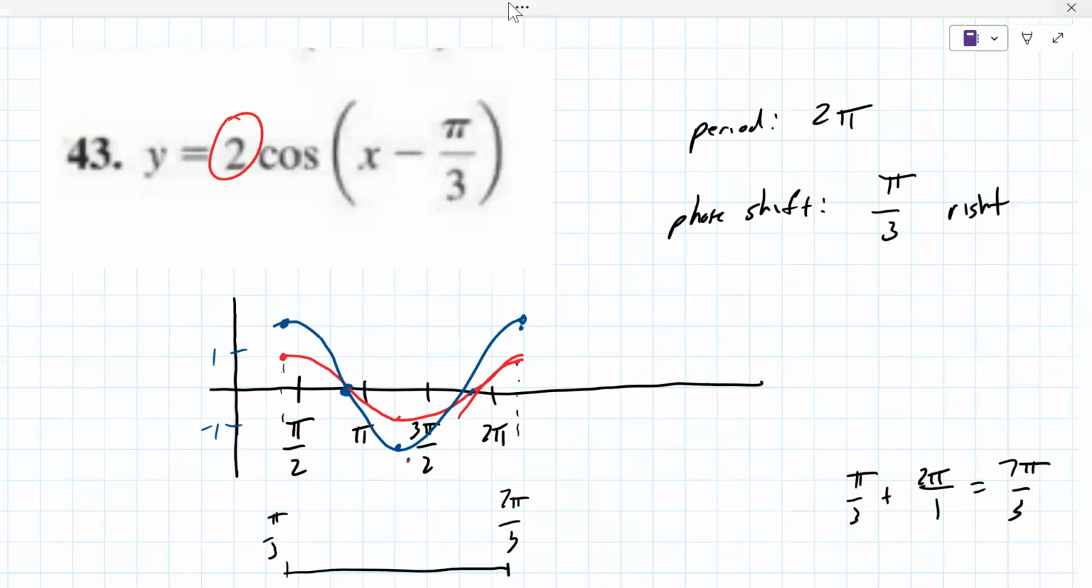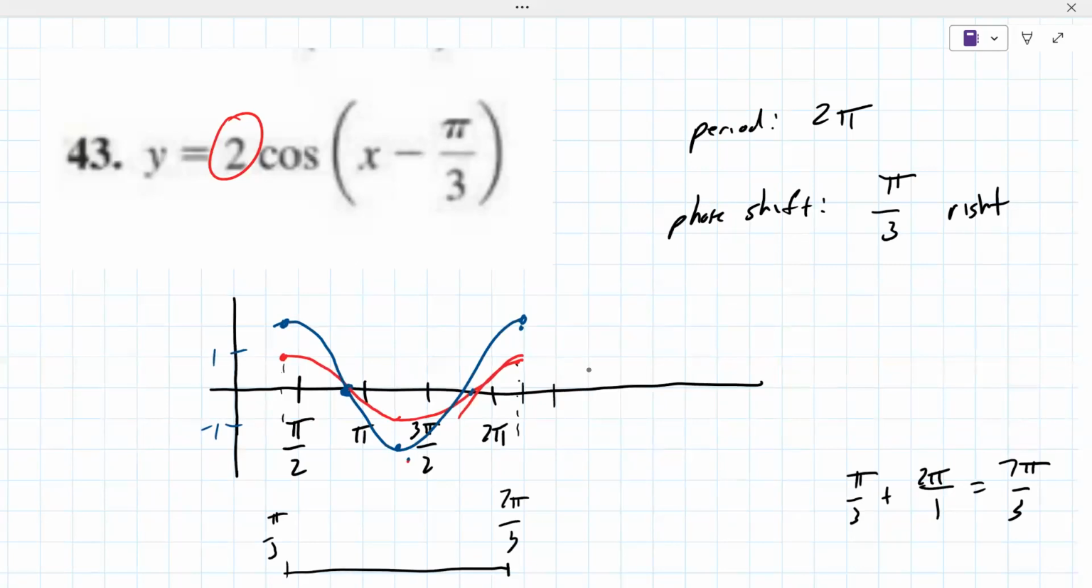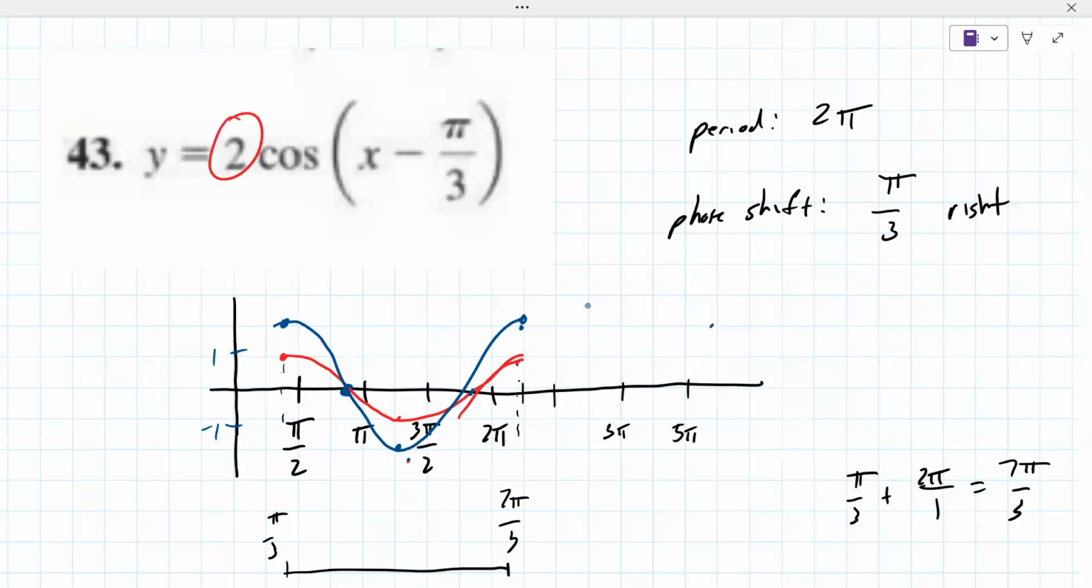And then for two periods, you're just going to go out and replicate. That's 3 pi and then 5 pi. So it's essentially going to be a repeat of the same graph. It's just going to finish somewhere over here. So it's going to look something like that if you want to go out two periods. And again, this one's pre-scaled, so it's more difficult than doing it on your own.